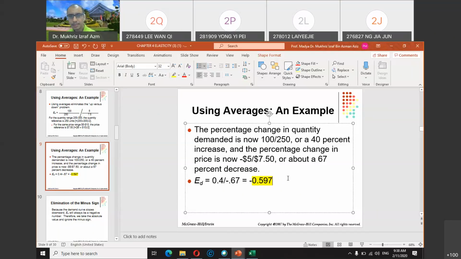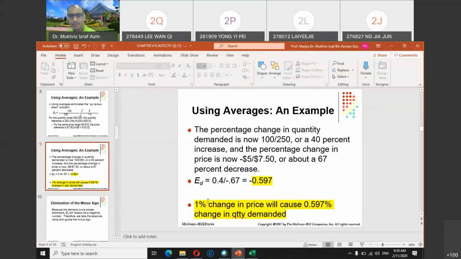The simplest way to explain is that you can say a 1% change in price will cause a 0.597% change in quantity demanded. That is what 0.597 means. So a 1% change in price will cause only a 0.597% change in demand, meaning that the change in demand is less than the change in price. Price changes 1%, but demand only changes 0.59%, meaning less than the change in price. That's why we call it inelastic demand.